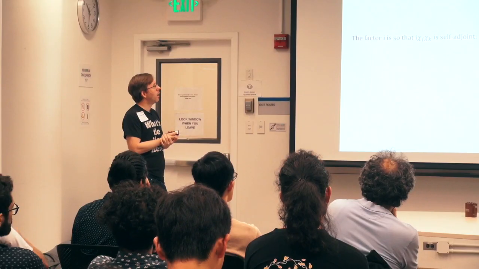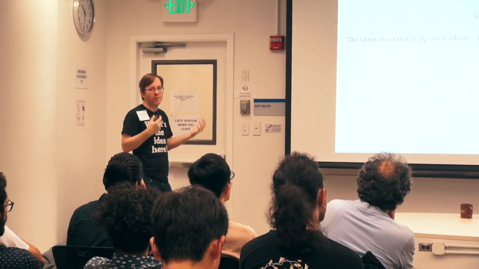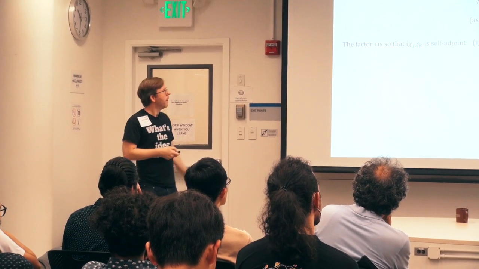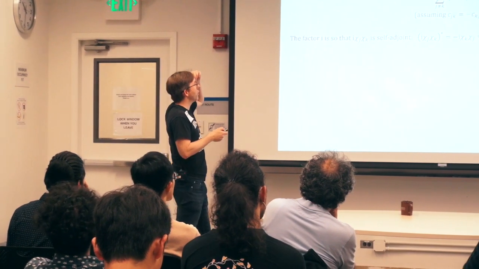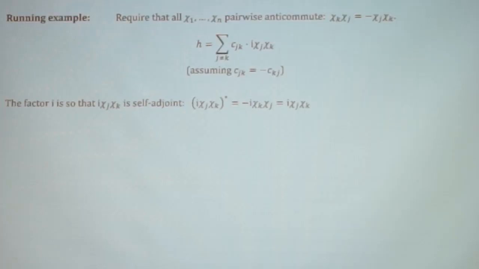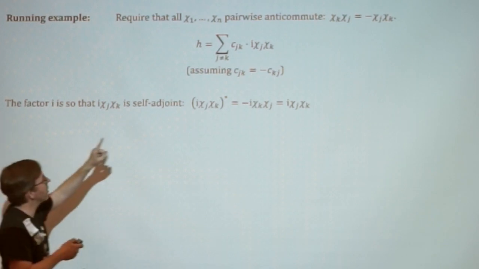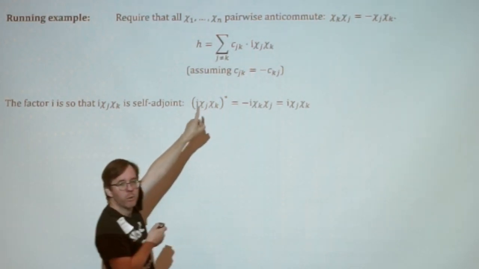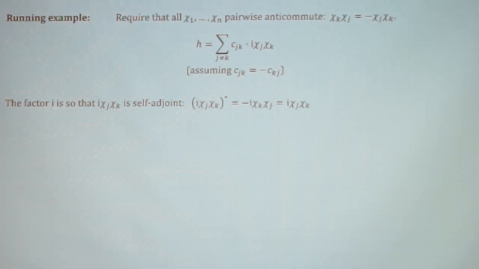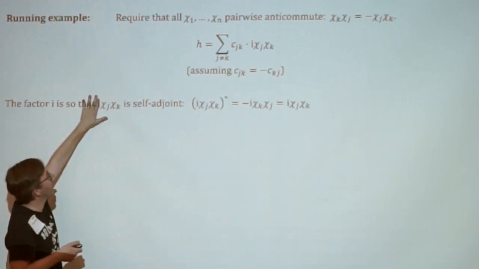Okay, so naturally you say, let's make it harder and go back to degree 2 again. So here's what I've written for the degree 2 case. Now there's something funny here. You see, I stuck in this factor of i, literally meaning the square root of -1 here. Why do I do that? Well, chi j chi k is not self-adjoint.